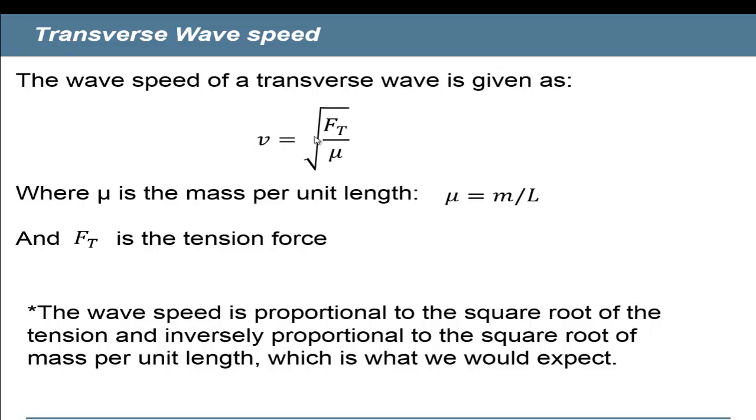So the wave speed is the square root of the tension force divided by the mass per unit length of the rope, or whatever medium we have. So we say that the wave speed is proportional to the square root of the tension and inversely proportional to the square root of the mass per unit length, which is more or less what we expect, or actually is exactly what we expect from the argument we just had. Wave speed increases with tension and it decreases with mass.